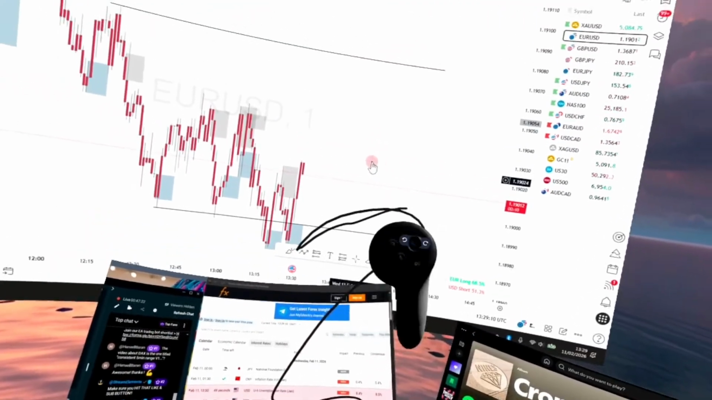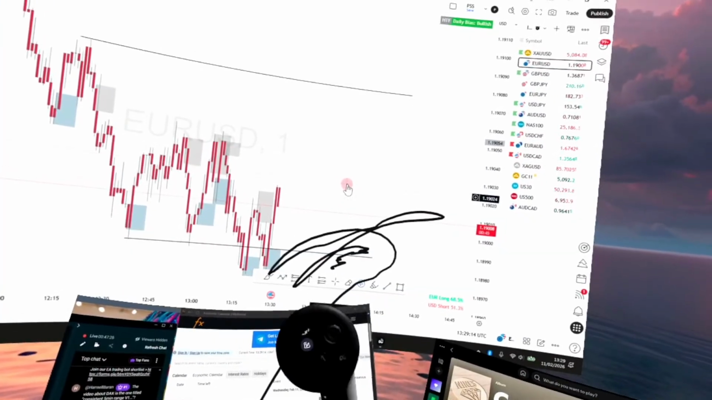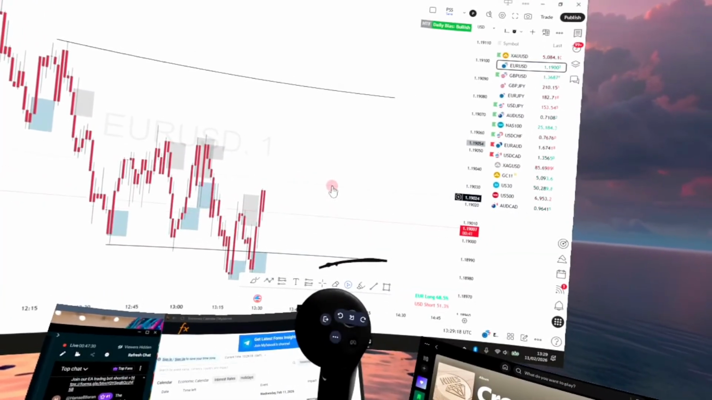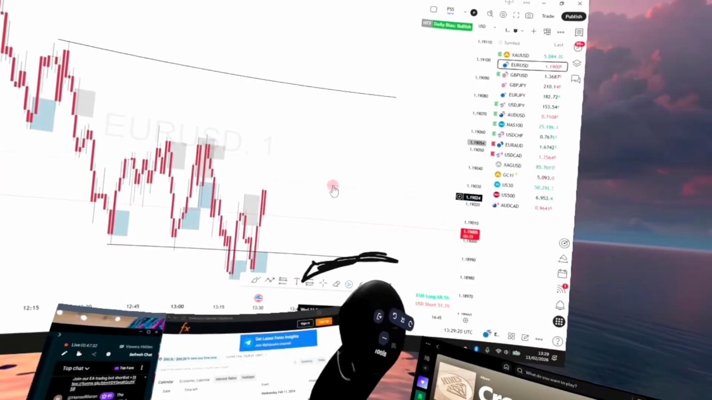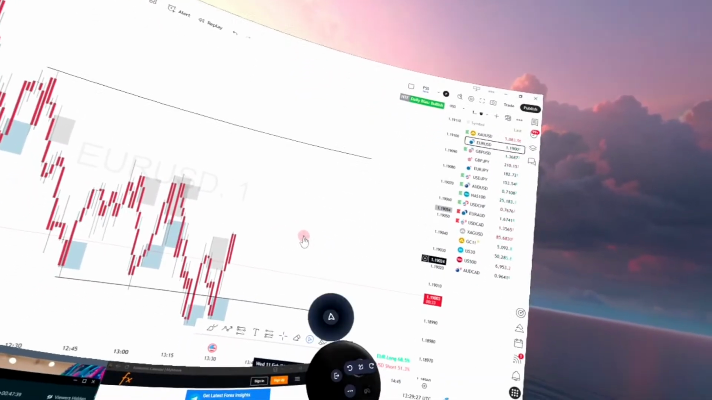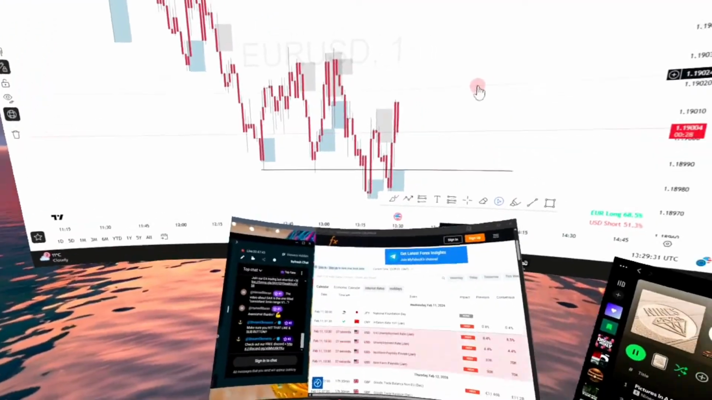Why is that locked? Why is that locked on? What's that about? Okay. Why is it? What's going on? Okay, there we go. Sorted.